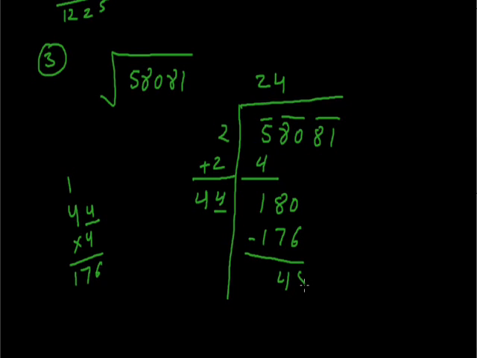I have to write down the next period, that is 81. In this divisor I have to just copy the quotient, that is 4, and add them. 44 plus 4, I get 48 with a blank. Now I have to put a digit in such a way that I get 481. So I have to put 1 here. So I have to multiply 481 with 1. When 481 is multiplied with 1, I get 481, the number as it is. There is no remainder. So the square root of 58,081 is 241.